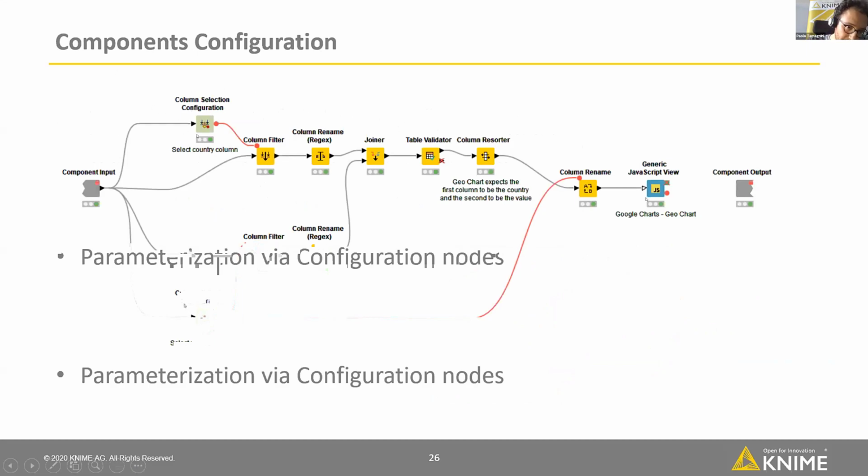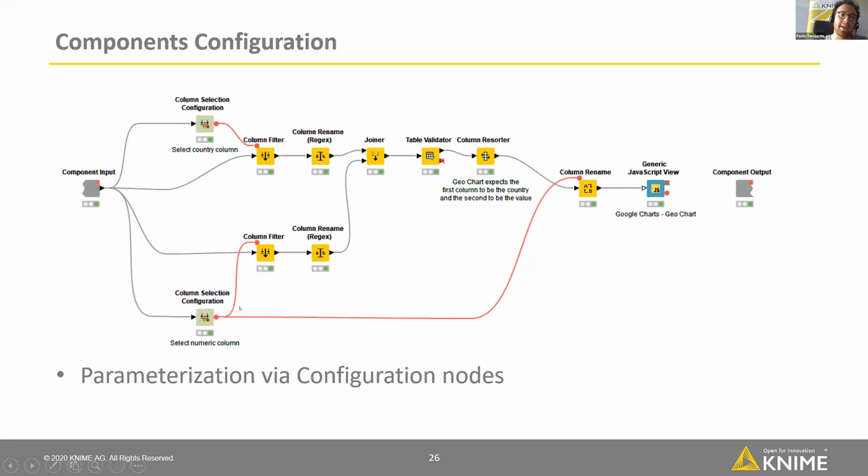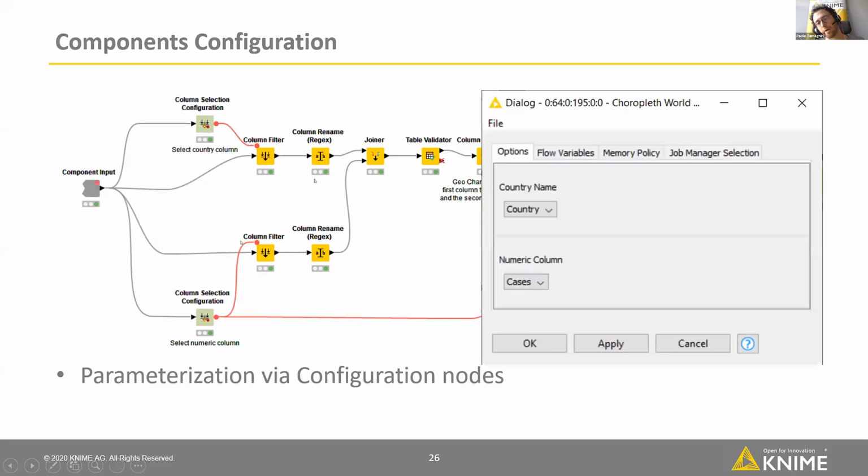Configuration nodes are the ones that you see here, and they can control which column is being filtered to be used in the visualization. So you add the configuration nodes, and once you click on the outside of the component, this is what it will look like. You will have those two drop downs, one with the country name and one with the numeric column that is the cases that we want to use. So this is a beautiful way to package nodes together to do custom visualizations, right? And something else that's important is, again, the configuration.